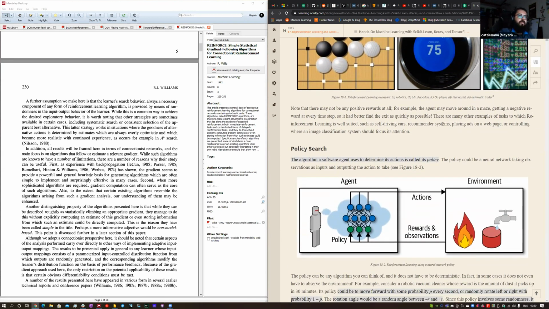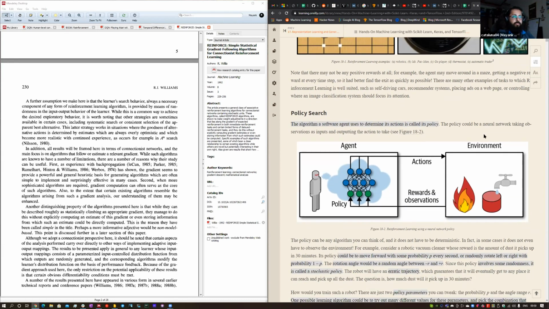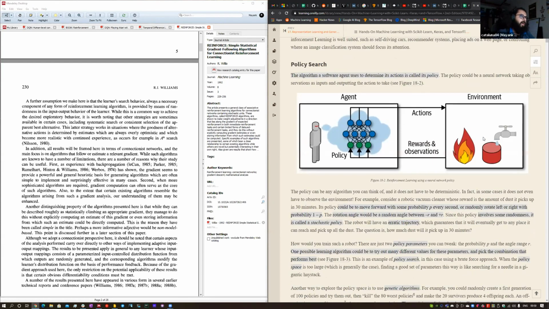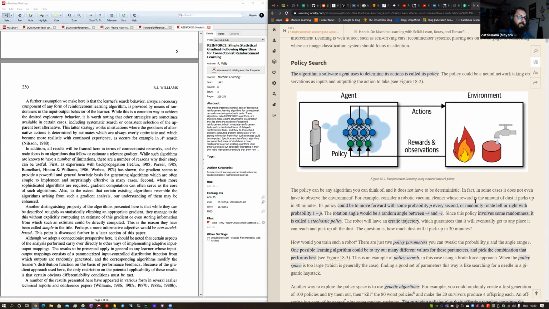And here we have other examples in which reinforcement learning is well suited: self-driving cars, recommender systems, placing ads on a web page. This classification should focus its attention. Also, bandits. Bandits are one of the approaches being used nowadays in the industry, and there are multiple algorithms.